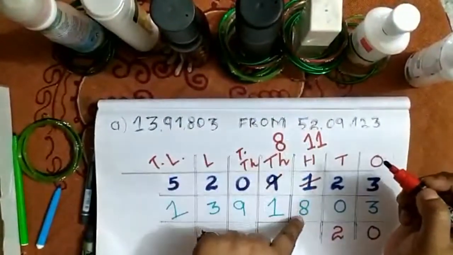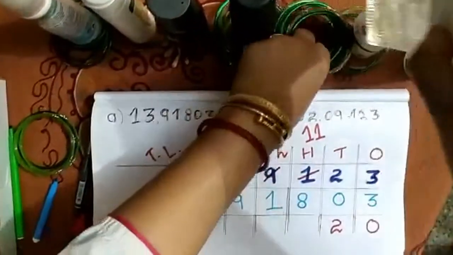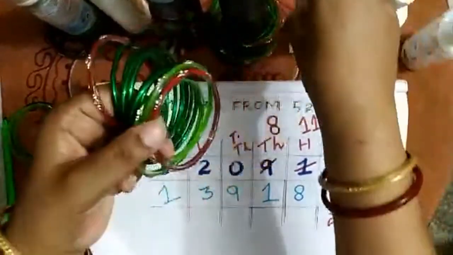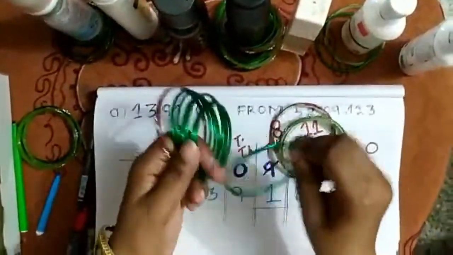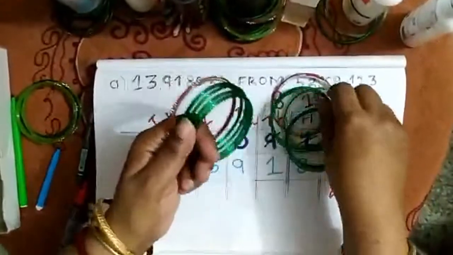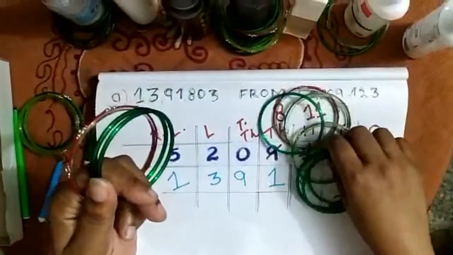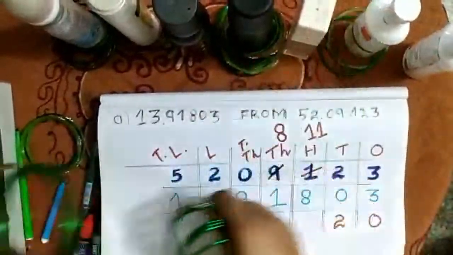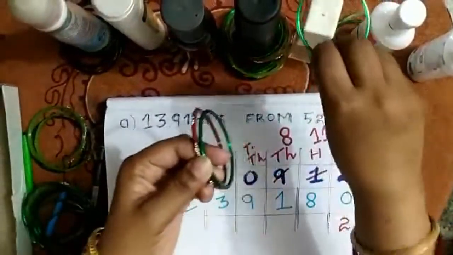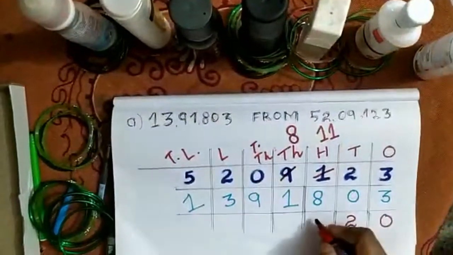From 11 I have to take away 8. Now from 11, this is 1100, I will take away 8. From 1100 I will take away 800. I have taken 800. Now, how many hundreds are left? 1 2 3. So 3 hundreds are left.